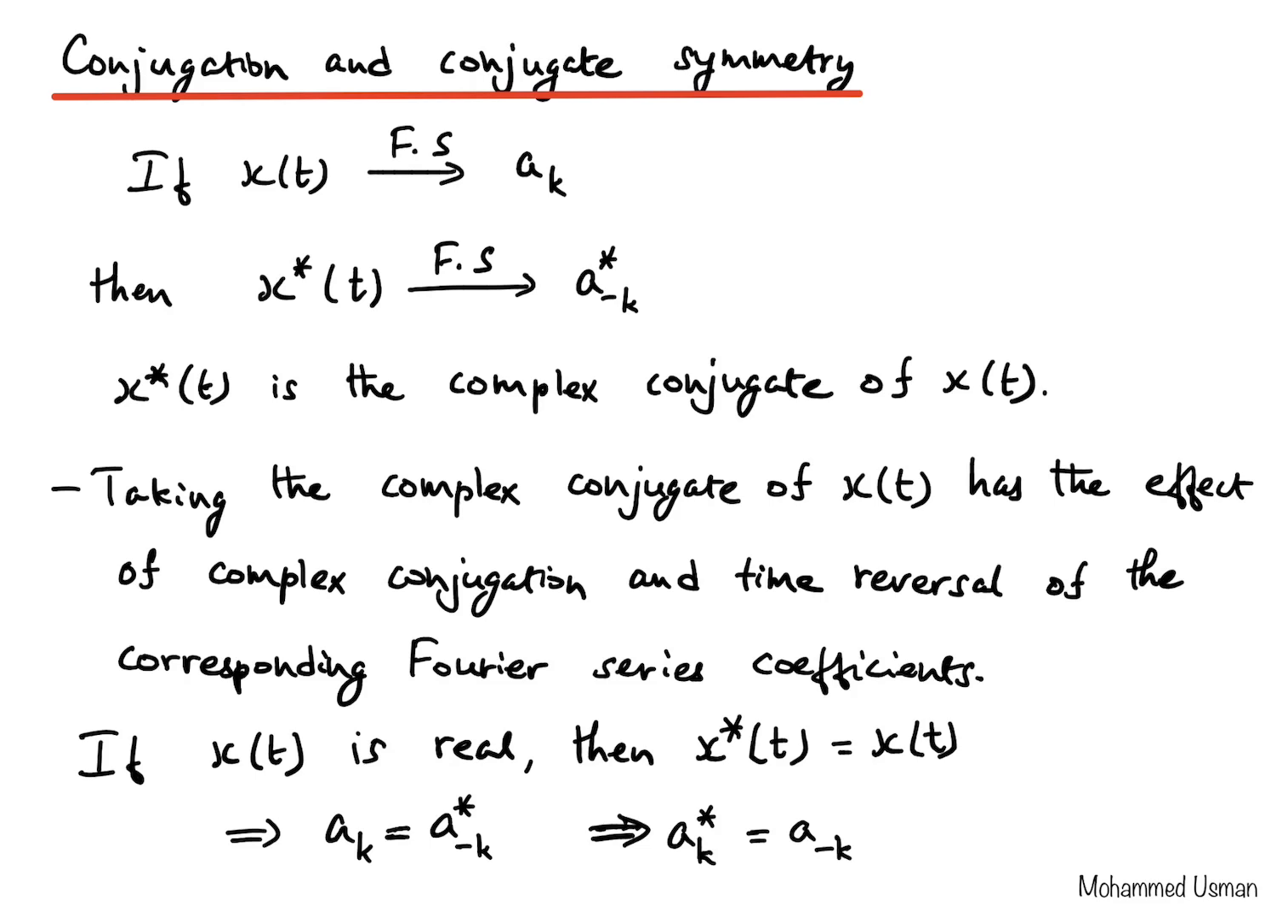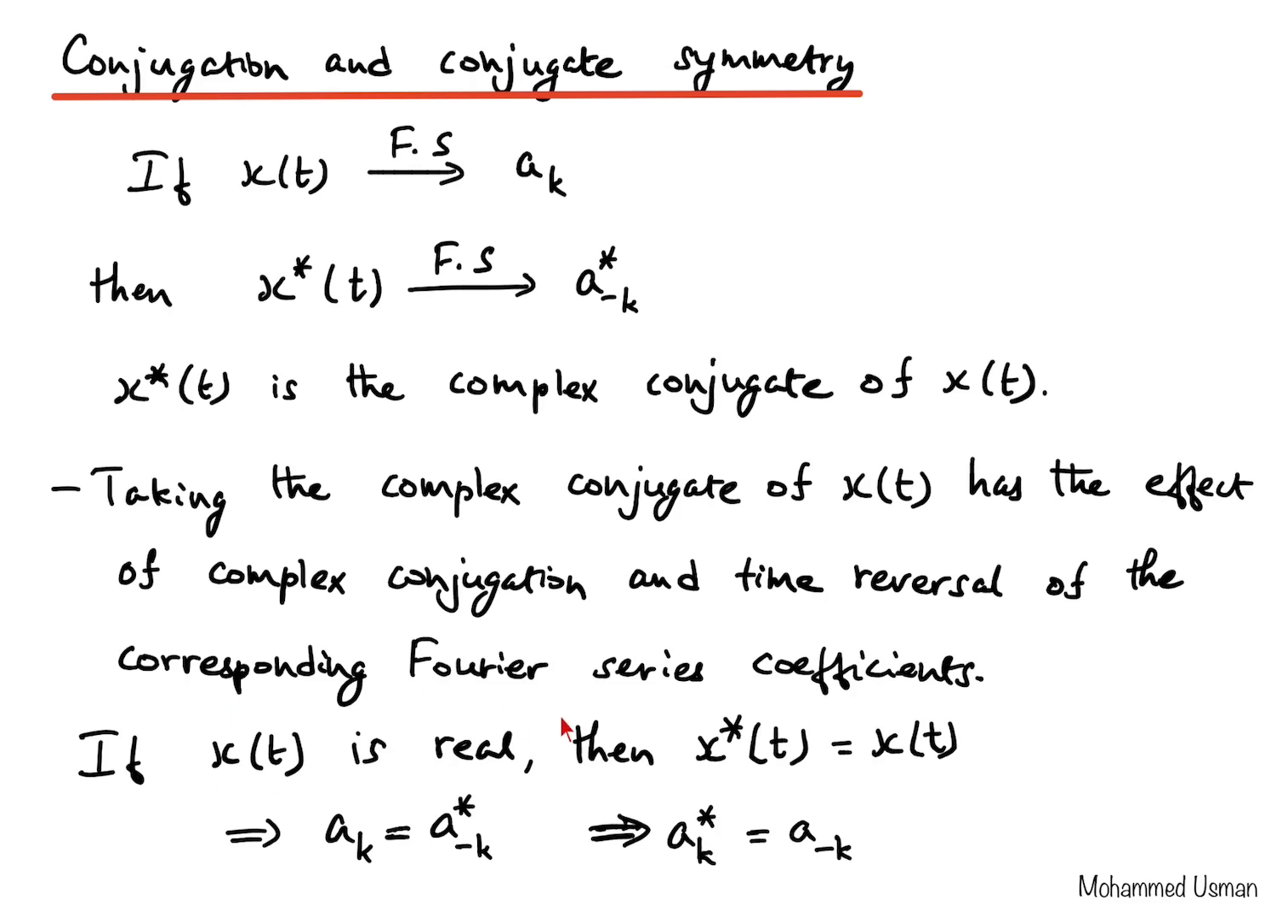Okay, now if the signal x of t is a real signal, that means the imaginary part is 0, then the complex conjugate will be equal to the original signal itself. So when x of t is a real signal, then x star of t, the complex conjugate of x of t, is equal to the original signal x of t. What that implies is that if this condition is true, that is when x of t is real, therefore x star of t equals x of t, that means this AK and A minus K star have to be equal, because x star of t is equal to x of t.